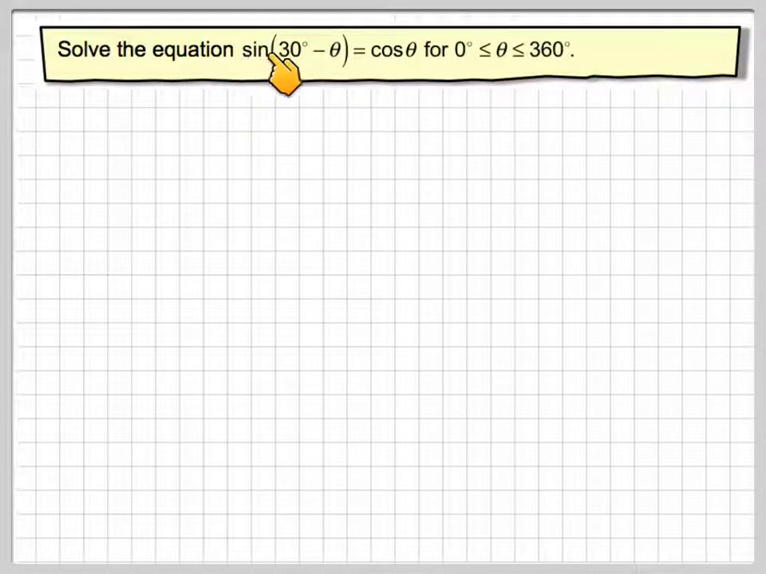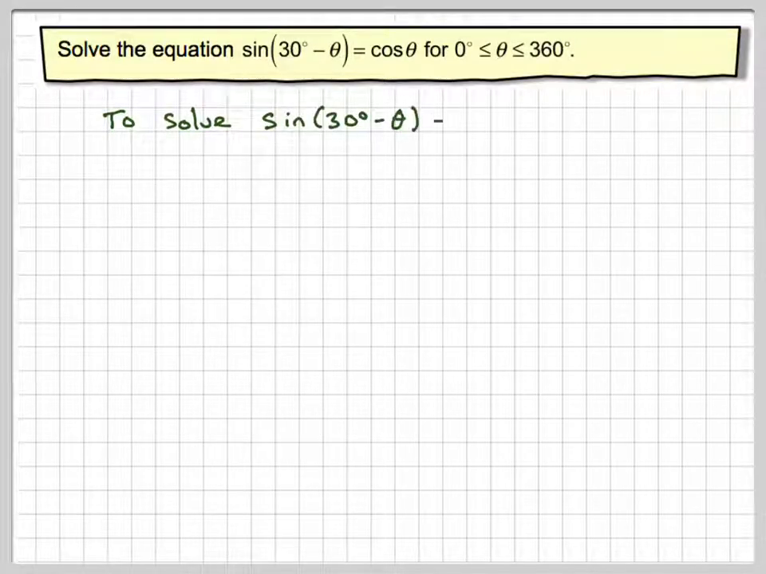Solve the equation sine (30 degrees minus theta) is equal to cos theta, for theta between 0 and 360 degrees. Okay, so we've got to solve sine (30 minus theta) is equal to cos theta. Now this suggests to you to use the compound formula.